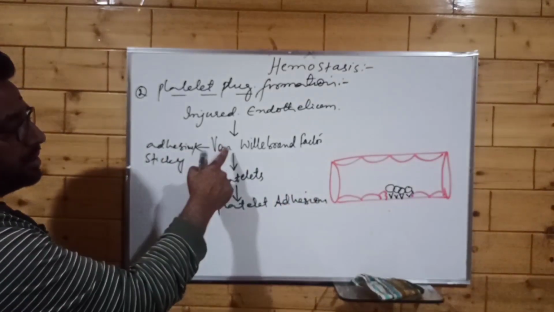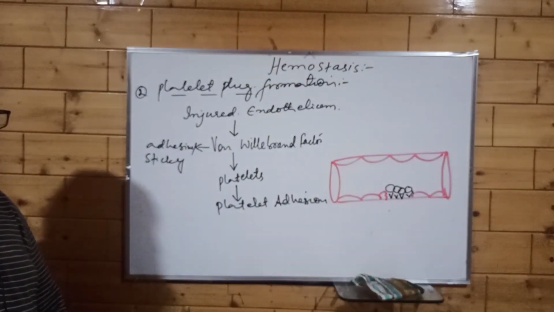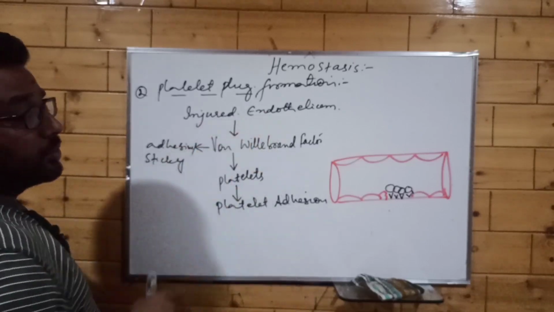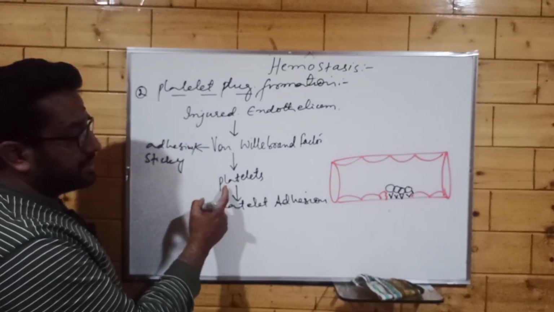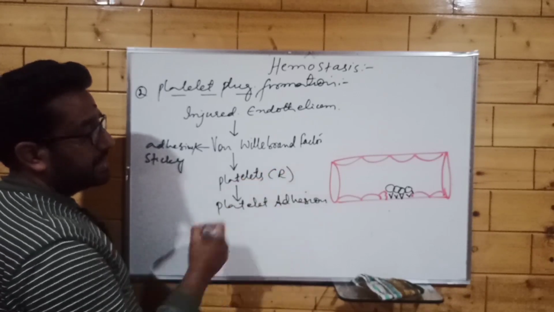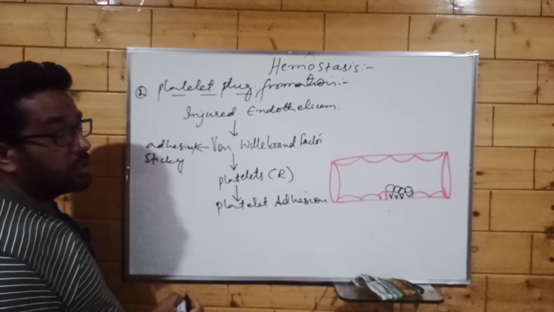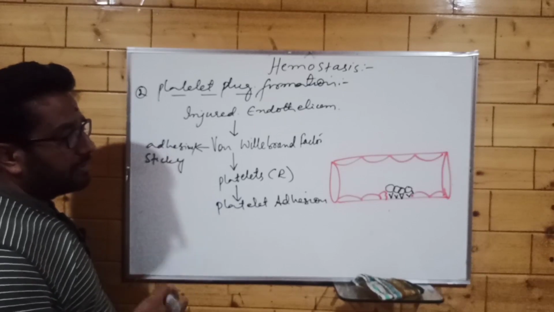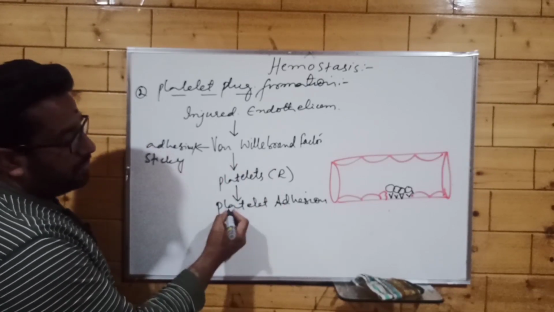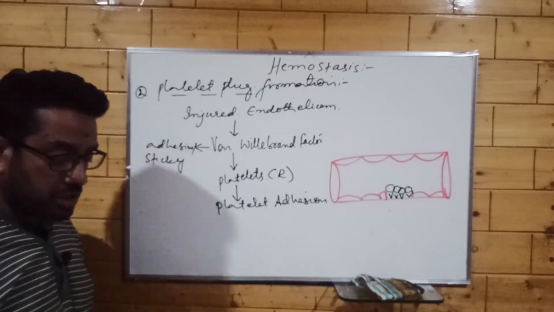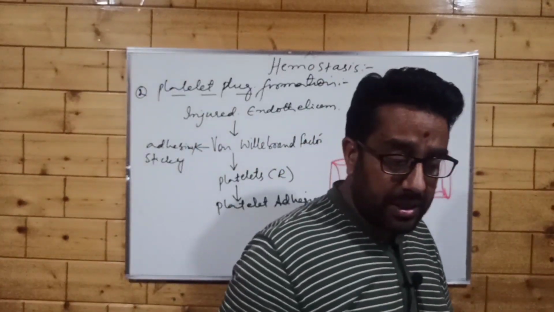How is it achieved? Due to the von Willebrand factor which is released by injured endothelial cells, and this von Willebrand factor has a receptor on platelets. So the receptors are present on the platelets. So platelets are going to stick to von Willebrand factor, and this coming together of platelets, we call it platelet adhesion. So we call this platelet adhesion, son, okay?